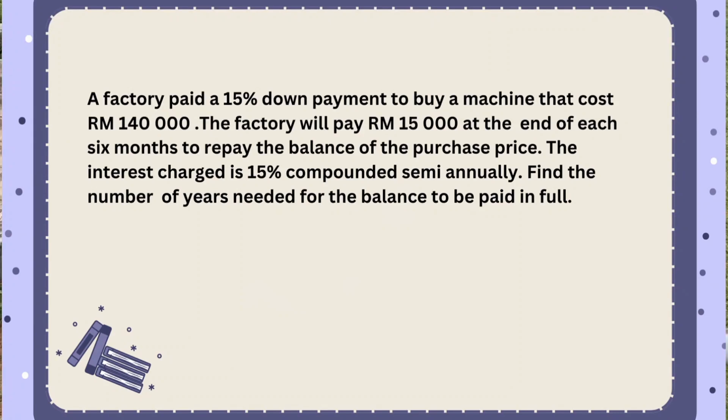A factory paid a 50% down payment to buy a machine that costs RM 140,000. The factory will pay RM 50,000 at the end of each 6 months to repay the balance of the purchase price. The interest charge is 15% compounded semi-annually. Find the number of years needed for the balance to be paid in full.